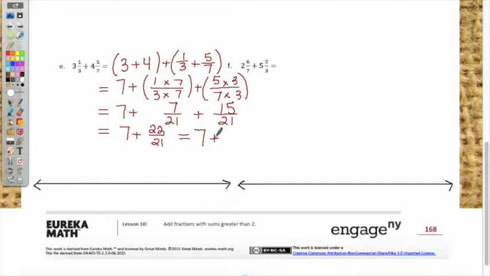Okay, Eurydia, what's one whole? 21, 21. Good. Plus how many more? Plus 1. Good. And I'm kind of out of room, so I'm going to write my answer way over here. Okay? So 7 plus 1 whole plus 1 21st. 8 and 1. Good. And I'm going to circle my answer. Okay, that part's, I think you understand it, don't you?